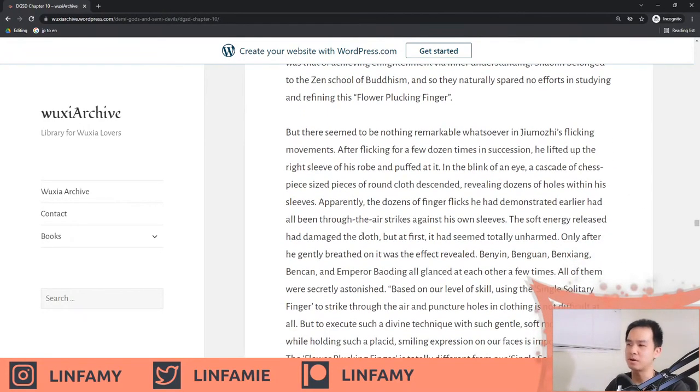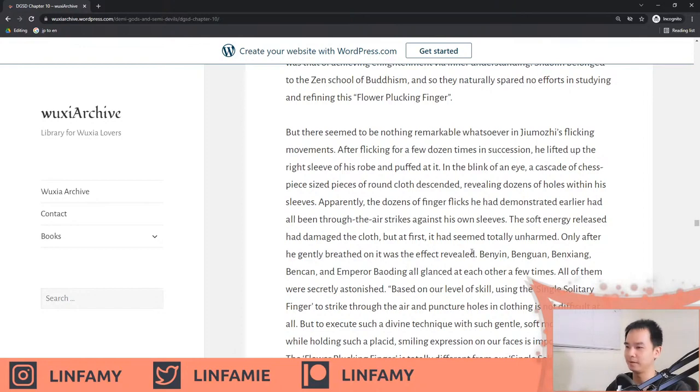But there seemed to be nothing remarkable whatsoever in Jiumozu's flicking movements. After flicking for a few dozen times in succession, he lifted up the right sleeve of his robe and puffed at it. In the blink of an eye, a cascade of chess-piece-sized pieces of round cloth descended, revealing dozens of holes within his sleeves. Apparently, the dozens of finger flicks he had demonstrated earlier had all been through-the-air strikes against his own sleeves. The soft energy released had damaged the cloth, but at first it had seemed totally unharmed. Only after he gently breathed on it was the effect revealed.